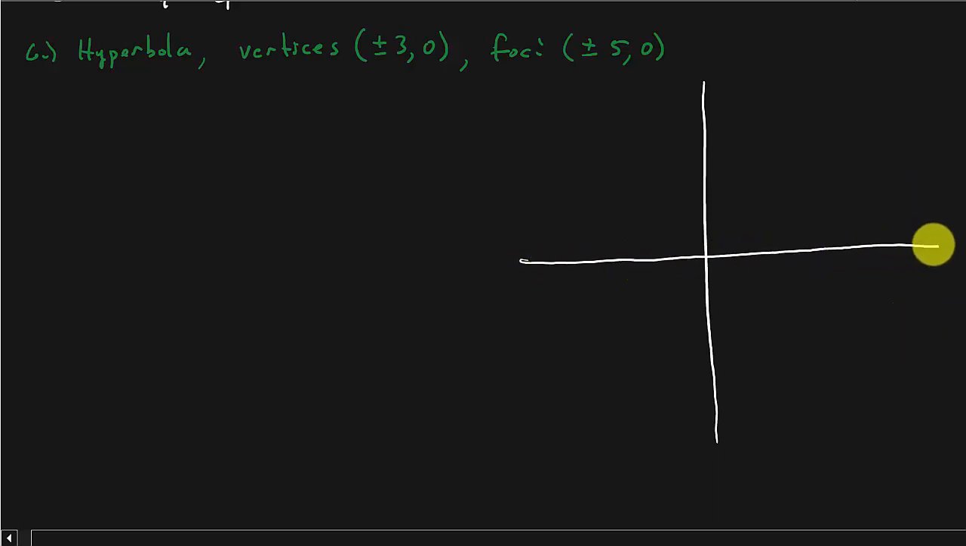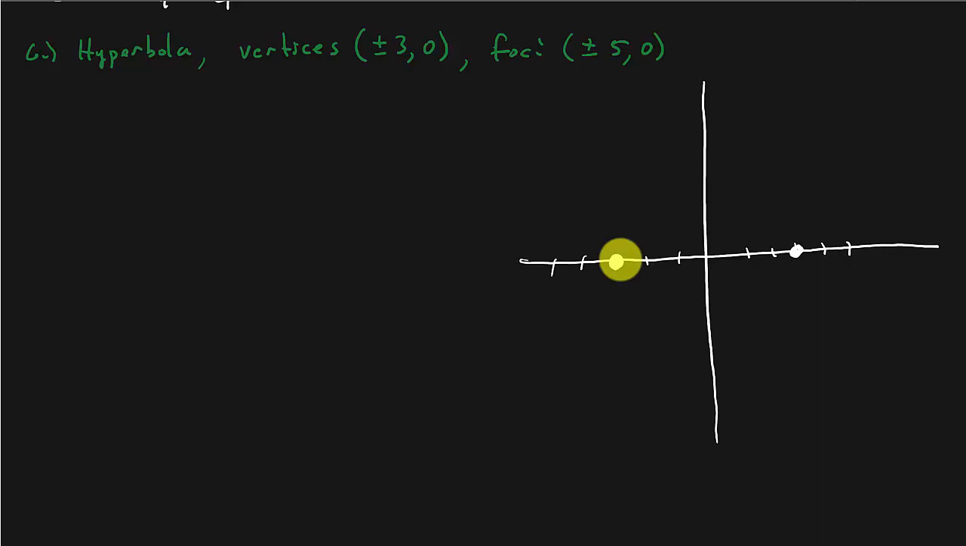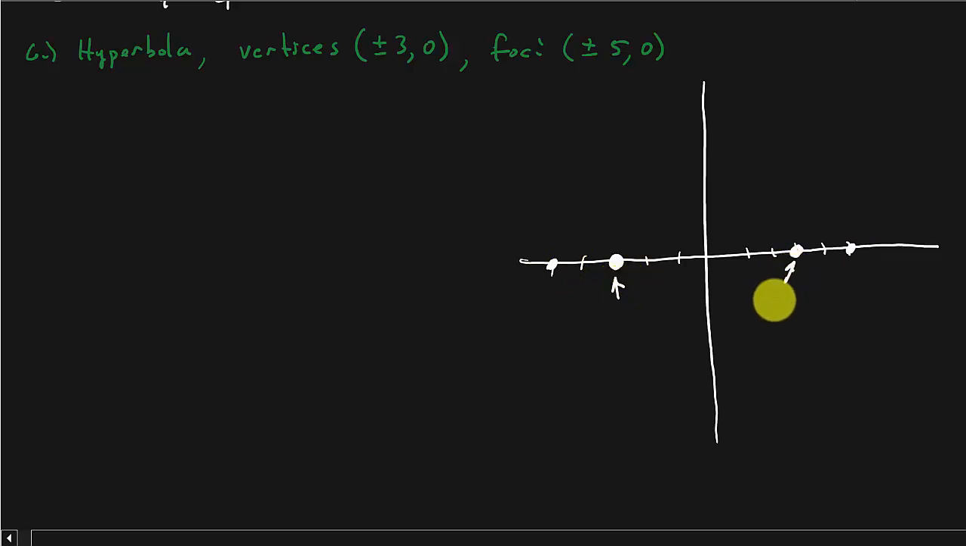All right. So we've got vertices at plus or minus 3, 0. So 1, 2, 3, 4, 5. 1, 2, 3, 4, 5. So at 3, 0 and negative 3, 0. So let me ask you this. Is the x squared or the y squared coming first? The x squared, because our vertices are along the horizontal axis. Foci, I don't really need to plot them, but they're here and here. So these are the vertices, and these are the foci. Okay, I'll label them V and F.